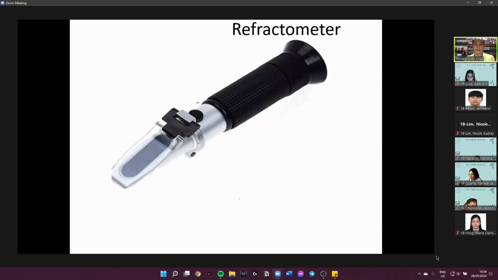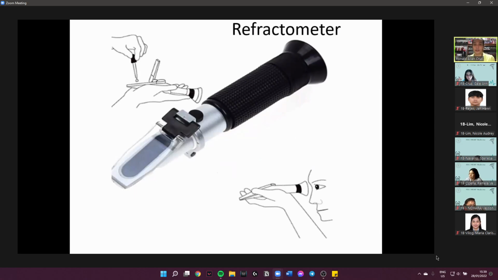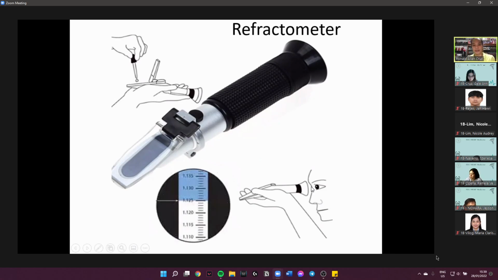So this is your refractometer. So this also determines your specific gravity. So you just place your specimen here and then you look through the eyepiece. So this is how it appears, no? So babasahin nyo lang siya. So in this case, it's 1.125.